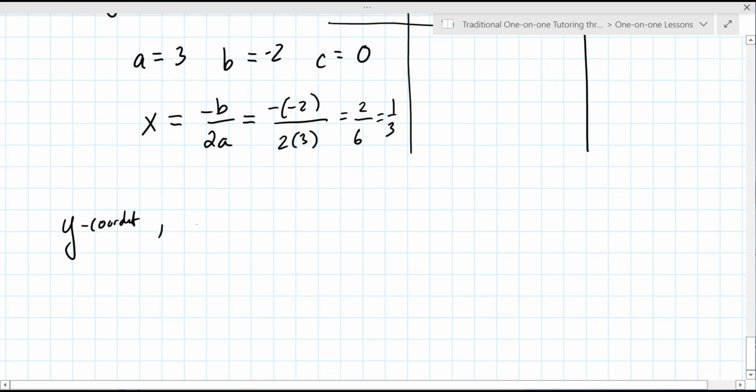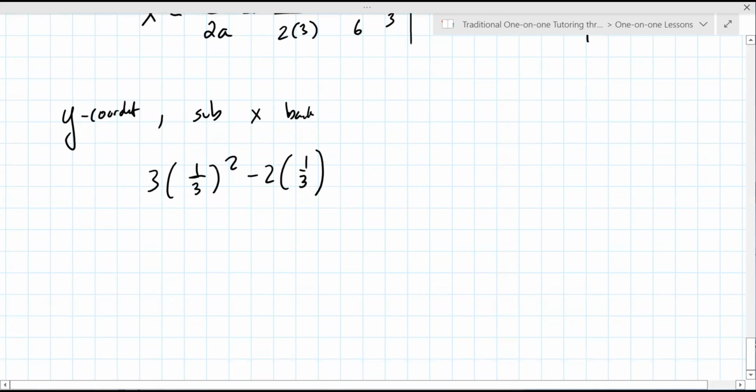Now, to find the y coordinate of the vertex, this is where it gets harder. You have to plug 1/3 back in, exactly, substitute the x back in. So this one's awful. It's fractions squared. Nobody likes these. But it's 3 times 1/9 minus 2/3. So it ends up being 1/3 minus 2/3, which is minus 1/3. Is that okay?